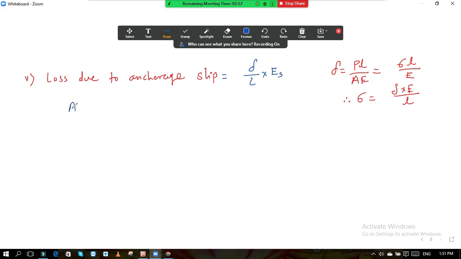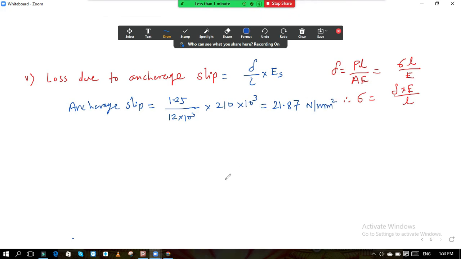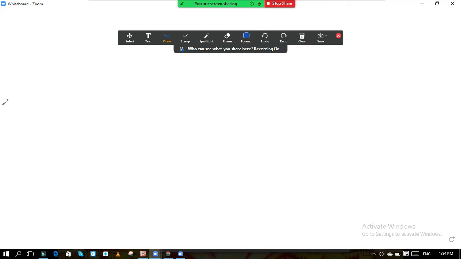Okay. So now anchorage slip is equal to, what is the value of this delta? It is 1.25 divided by L. L is the span. The span is 12 meters, so 12 into 10 raised to 3, into Es, 210 into 10 raised to 3. That is 21.87 Newton per mm square. So the loss due to the anchorage slip is 21.87.